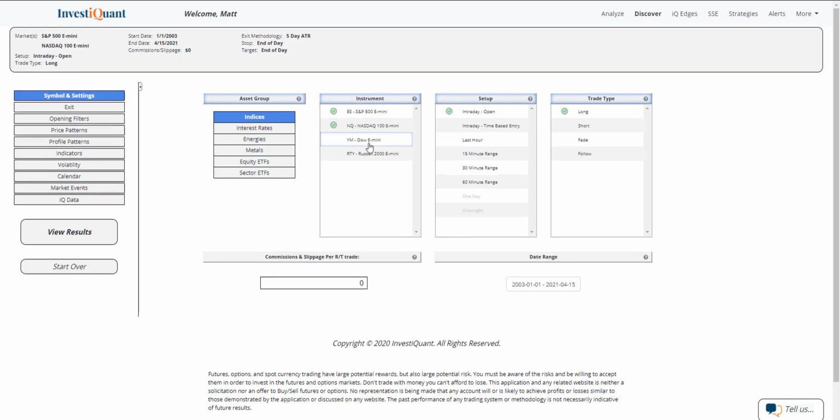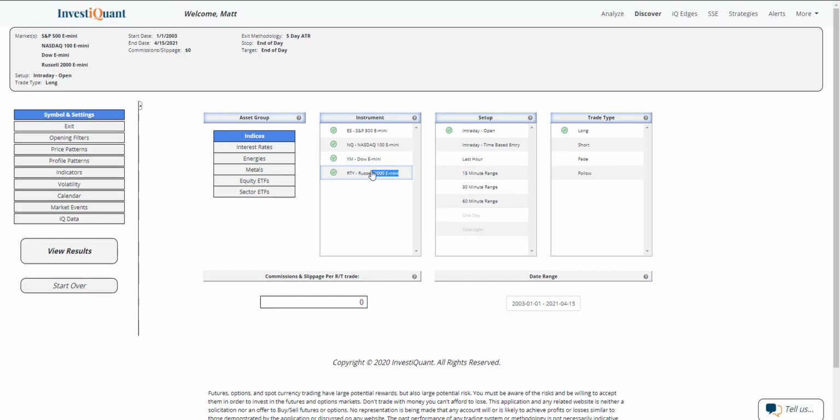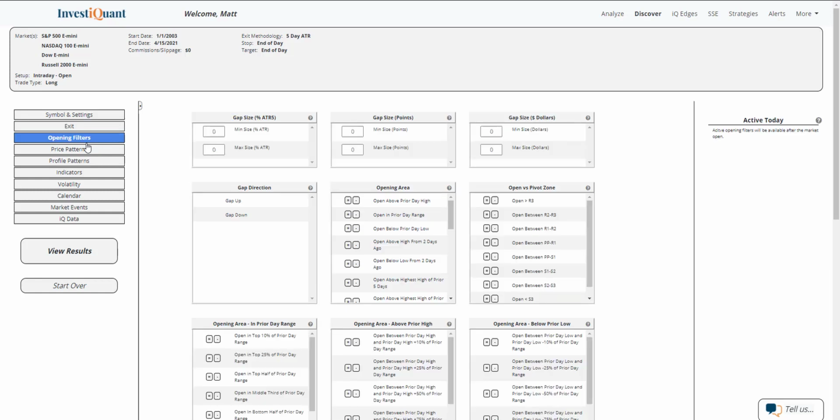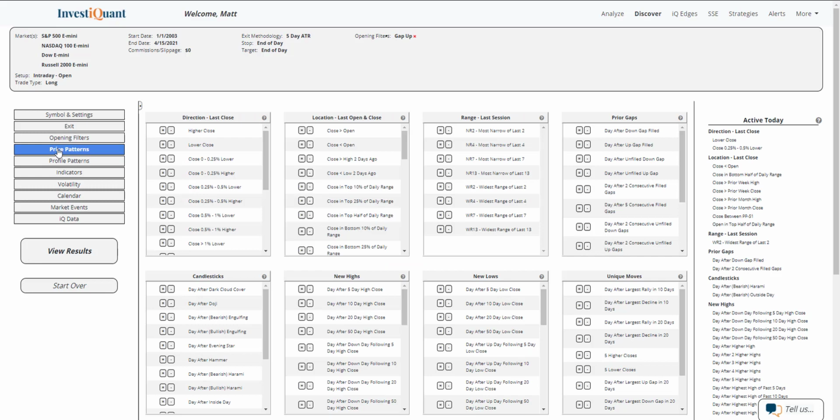We're going to use all four instruments, and the setup is going to be based upon entering the market long at 9:30 a.m. Eastern Time, exiting at the close, which is 4:15 p.m. Eastern Time. Now, currently, the market is trading a little bit higher, so I'm going to go into the opening filters, and I'm going to say that the gap direction is up by clicking gap up and gap direction category there.